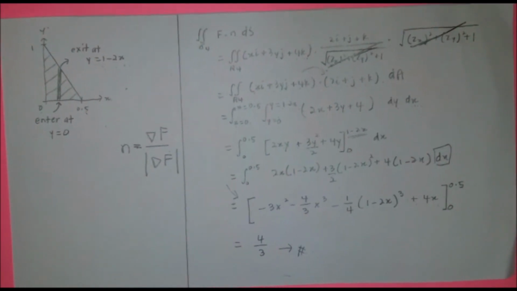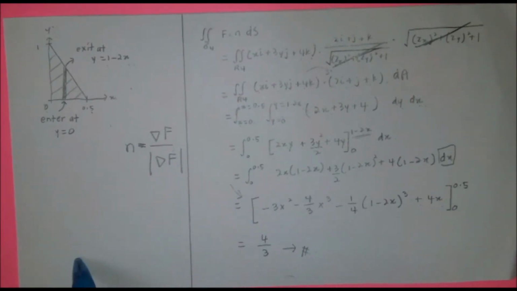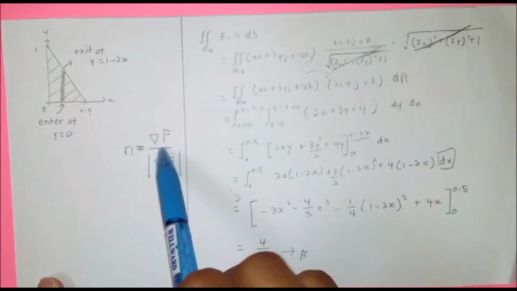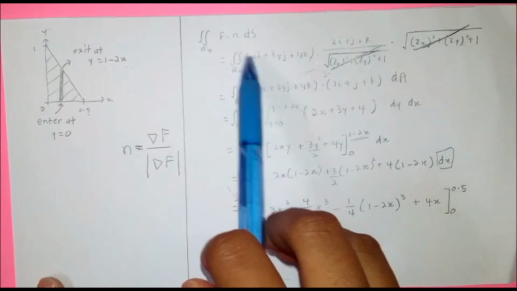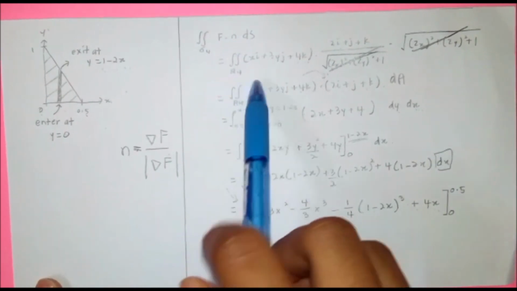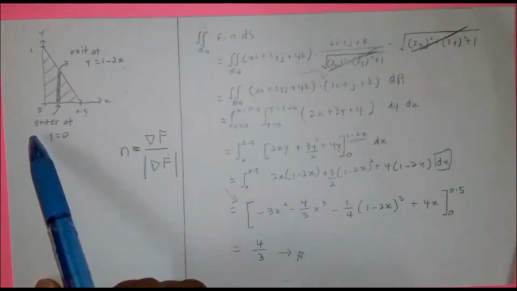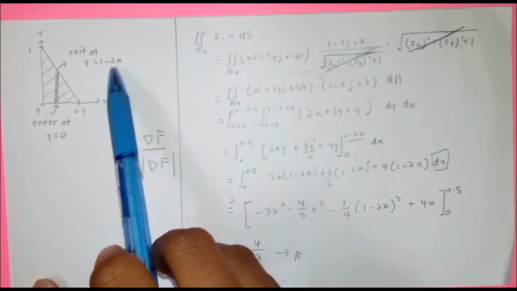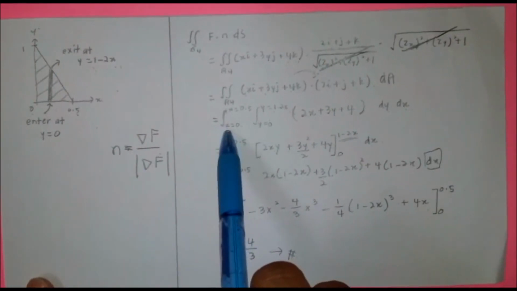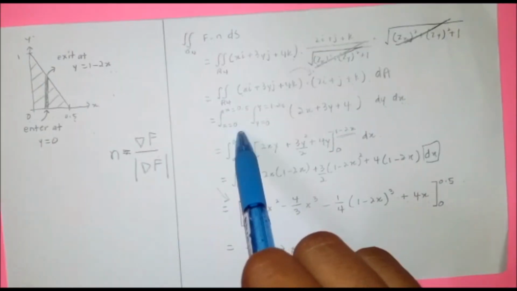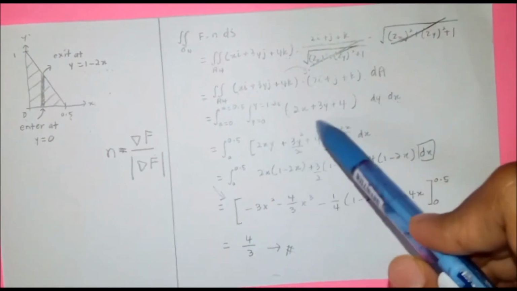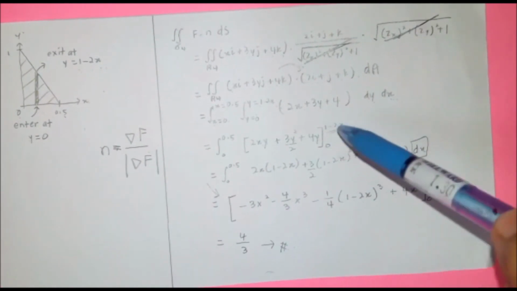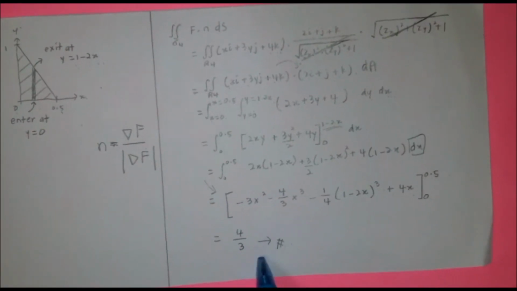Okay, from the previous diagram, after we find the gradient, we substitute into this formula to get the value of n. So for the double integral, we know that it enters at y equals 0 and leaves at y equals 1 minus 2x. And the limit for x, we know that it is from 0 to 0.5. So as usual, we substitute the value into this, and after integrating, we get the value 4/3.